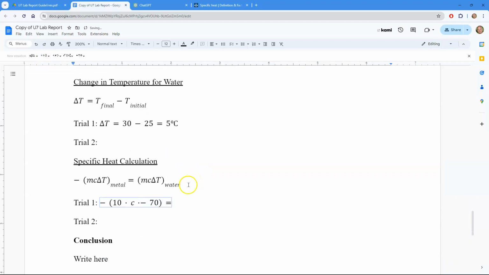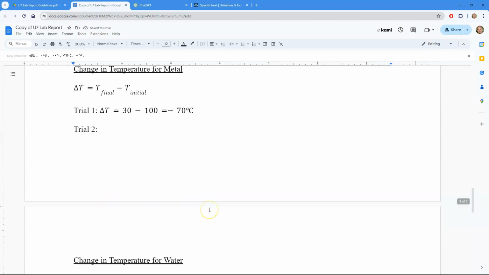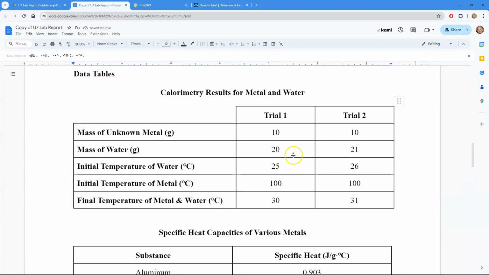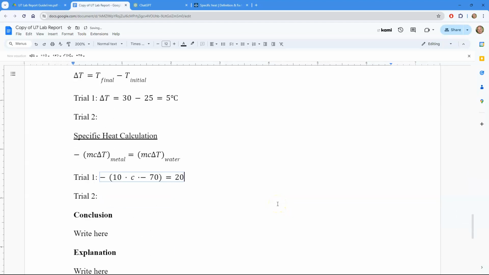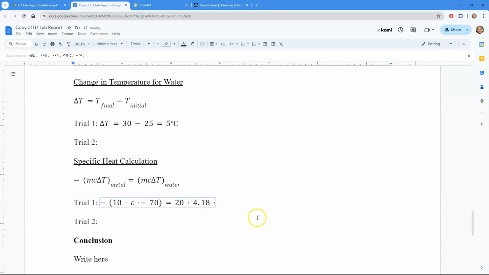We're going to set that equal to the other side. So the mass of our water was 20, it looks like. Now notice I dropped the parentheses. I don't have a negative on the right side, so I can go ahead and drop that, times the specific heat of water, which is 4.18. All right, and then the change in temperature for our water was 5. So the specific heat of water will always be 4.18.